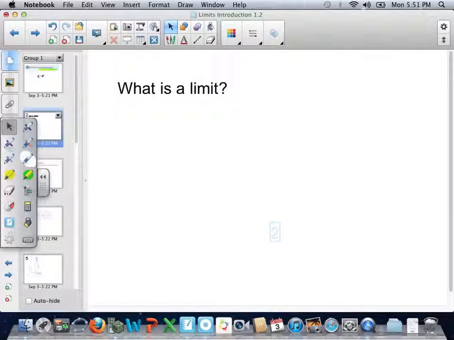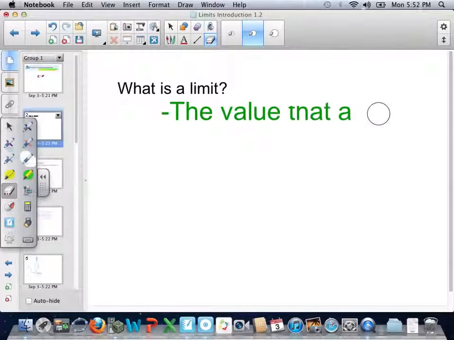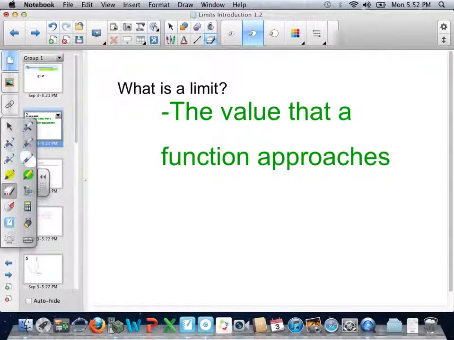First off, what is a limit? You guys are familiar with the value of a function, which is the number that comes out of the function when you plug in a certain number. Well, a limit is like that, except this is the value that a function approaches. It's not what the function becomes. It's what the function approaches. A lot of times you're going to find that the limit and the value of a function are the same.